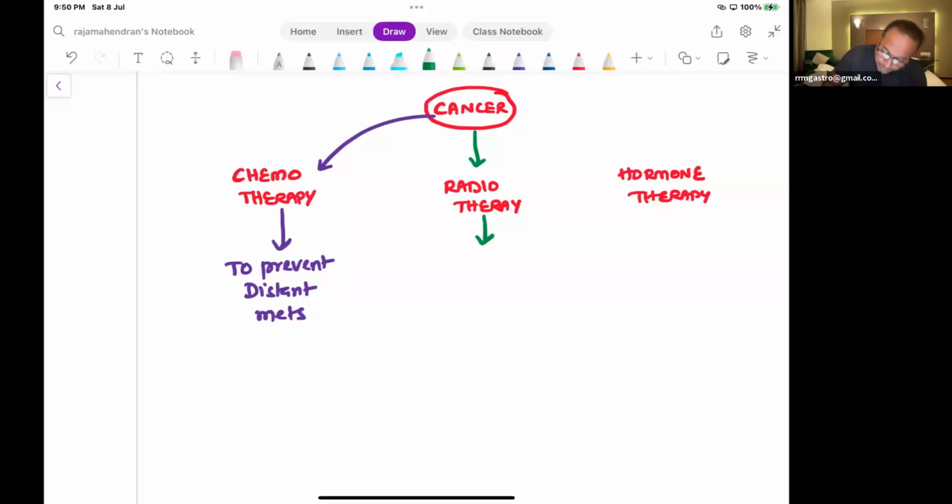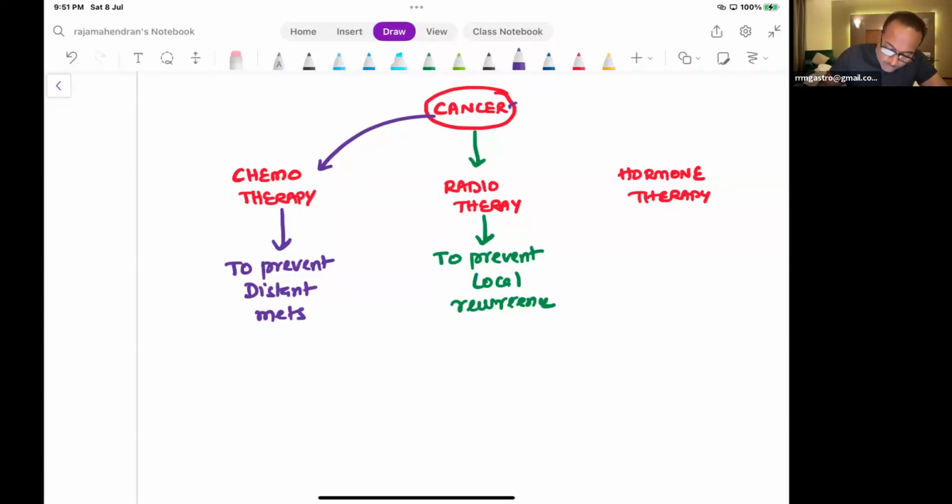ரேடியோதெரப்பி எதுக்காக கொடுக்கிறோம்? ரேடியோதெரப்பி கொடுக்கிறது ஆபரேஷன் பண்ண இடத்துல ரெக்கரன்ஸ் வராம இருக்கிறதுக்காக, to prevent recurrence in the local site, to prevent local recurrence. ஸோ பிரஸ்ட் கேன்சர் ஆப்ரேட் பண்ண இடத்துல செஸ்ட் வாலுக்கு we should give radiotherapy.